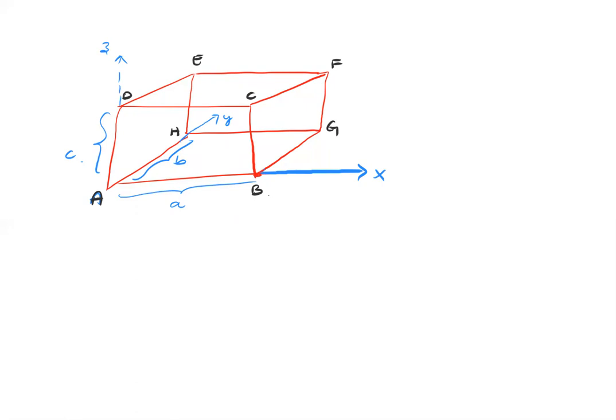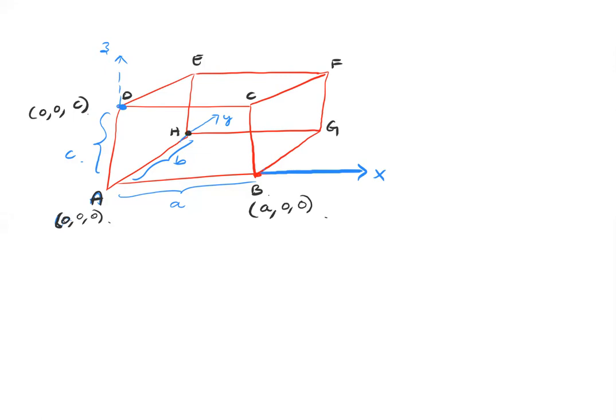All right. So now give the coordinates of this point. The coordinates of A are 0, 0, 0. Coordinates of B are a, 0, 0, because it is on the x-axis, it will have only an x coordinate. Similarly, if you are taking D, it will become 0, 0, c.